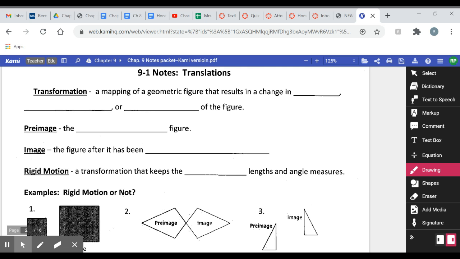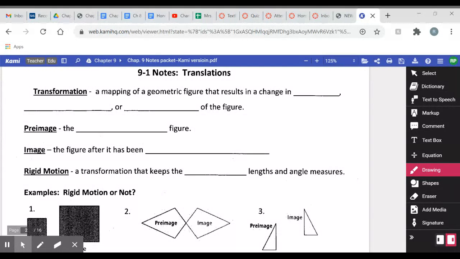Again, the whole chapter is on transformations, which just basically means a change. We're taking shapes and changing them, often to a new location. Sometimes they're changing size, but they're always staying the same shape. And often they're staying the same shape and the same size, just moving to a new location.